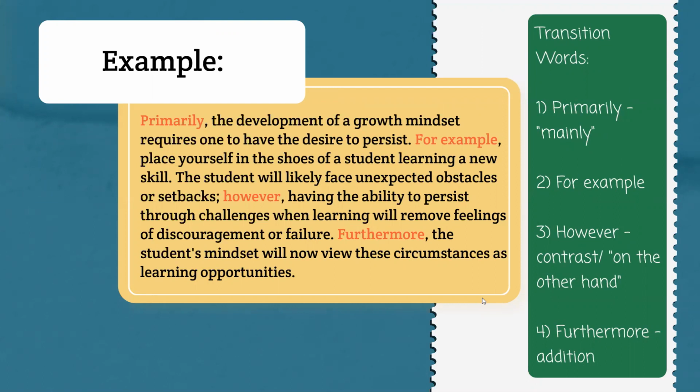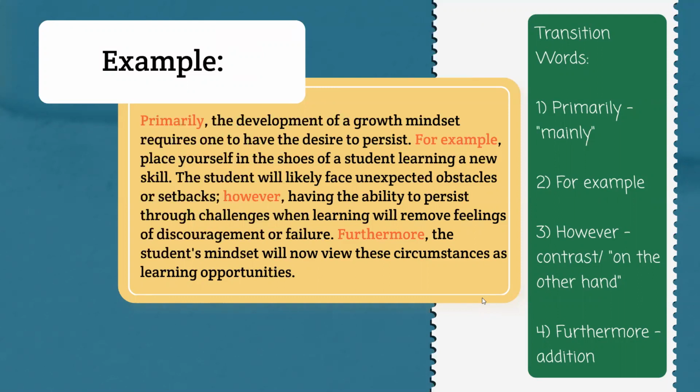Primarily, the development of a growth mindset requires one to have the desire to persist. For example, place yourself in the shoes of a student learning a new skill. The student will likely face unexpected obstacles or setbacks. However, having the ability to persist through challenges when learning will remove feelings of discouragement or failure. Furthermore, the student's mindset will now view these circumstances as learning opportunities.